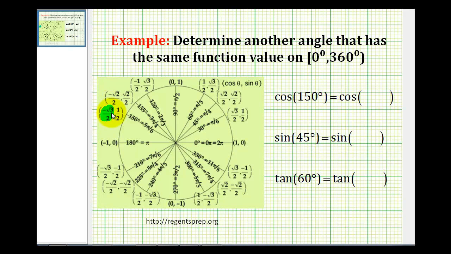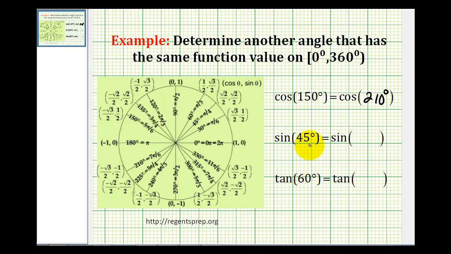Well, the x-coordinate is negative in both the second and third quadrants, so here's a point where the x-coordinate is negative square root 3 over 2 as well, and therefore the cosine of 210 degrees is equal to the cosine of 150 degrees. So the angle of 210 degrees is the angle that we're looking for.